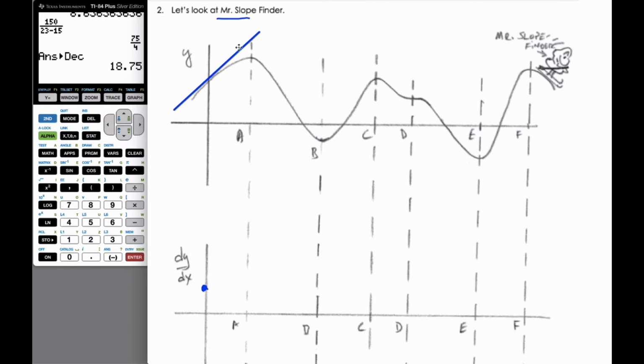But when I take this slope, this line here, and I spin it around a little bit, horizontal, I can clearly see that at A, it is a horizontal line of 0. And so the derivative, the slope at A is 0. So I'm going to be putting a point there. Similarly, if I go to B, I'm also going to get 0.